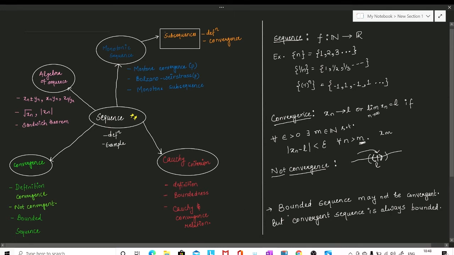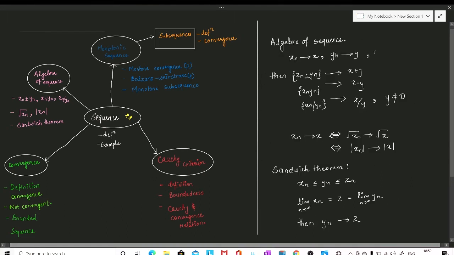I would highly suggest that you really focus on these two definitions because they are very important. Now a little theorem: a convergent sequence is always bounded. You need to write a proof for this. It is very easy. Is the converse true? Is a bounded sequence always convergent? It may not be convergent, so you need to write a counterexample for this.